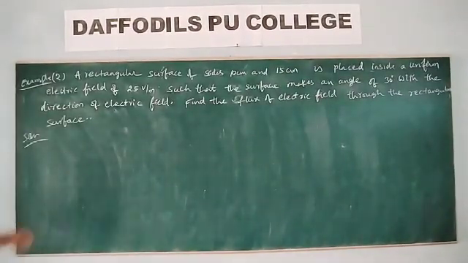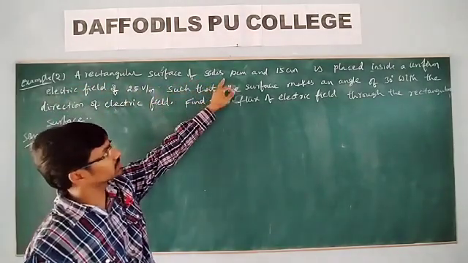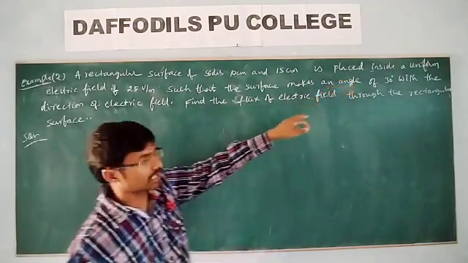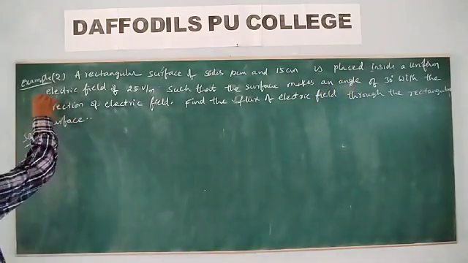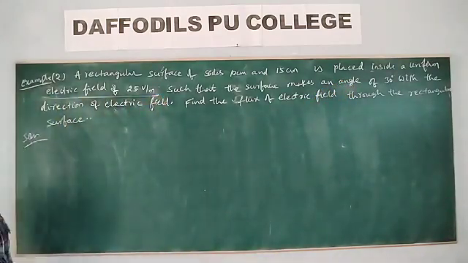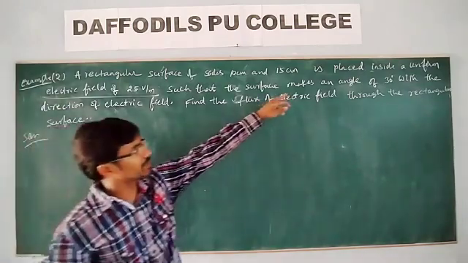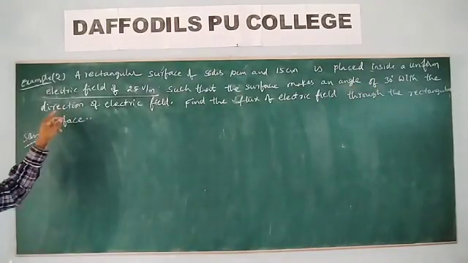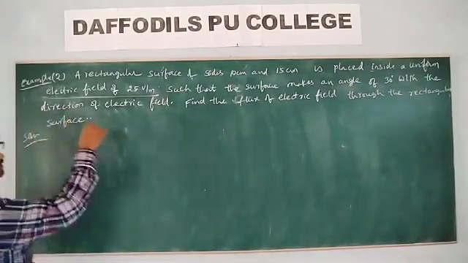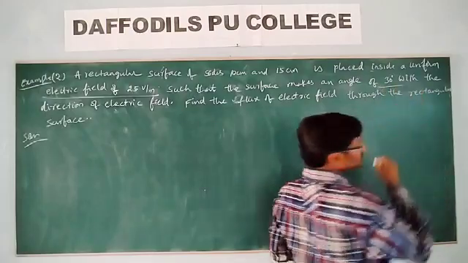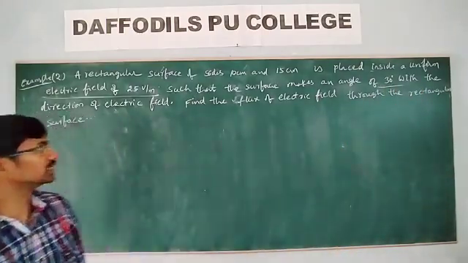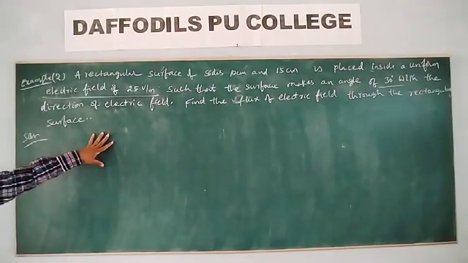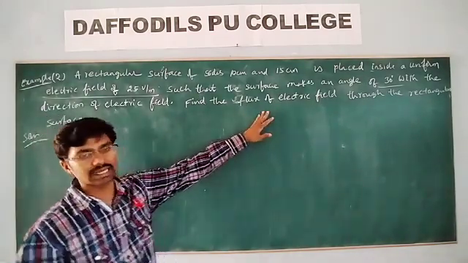So let us discuss one more example. A rectangular surface of sides 10 cm and 15 cm is placed inside a uniform electric field of 25 volt per meter, such that the surface makes an angle of 30 degrees with the direction of electric field. Find the flux of the electric field through the rectangular surface.